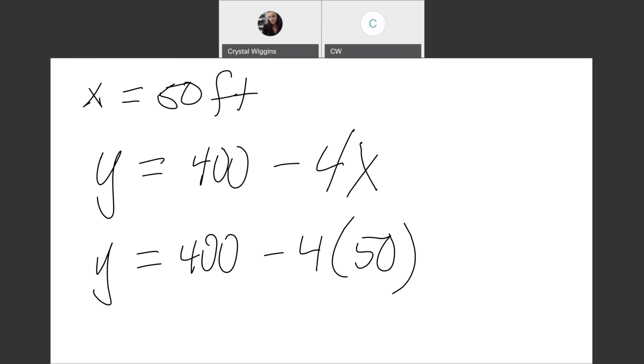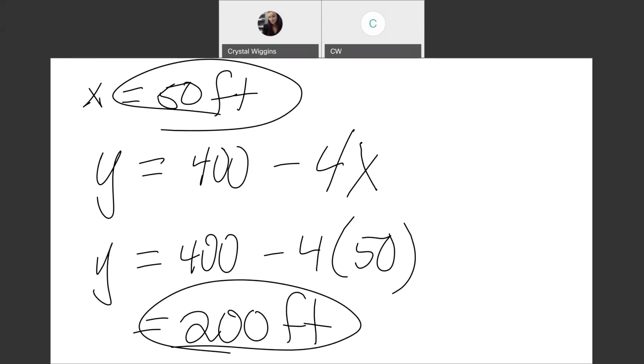Okay, so we put that in our calculators, 400 minus 4 times 50, and we get 200 feet for y. So now we know to maximize the area, the dimensions. So the first question is that it's a 50 by 200 corral. And the area would be 50 times 200. Second part of the question asks us, what is that area? So 50 times 200 gives us 10,000 square feet.